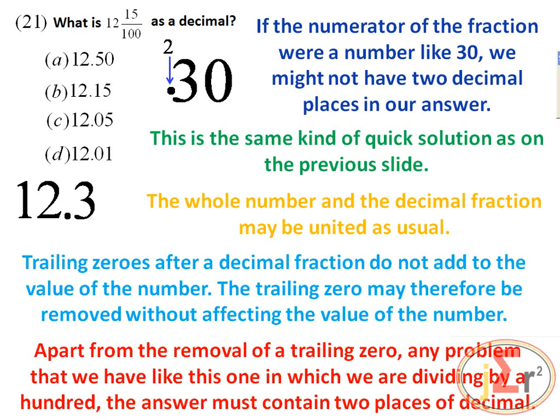But if we had a situation in which we did not have any trailing zero, as long as we are dividing by 100, which contains 2 zeros, then we should reduce by 2 places of decimal.